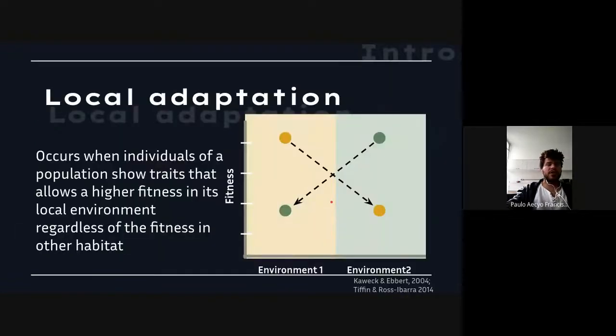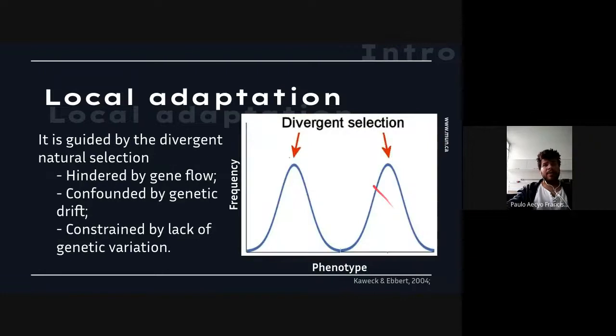So local adaptation occurs when individuals of a population show traits that allow a higher fitness in their local environment than in other environments. This process is guided by divergent selection, which selects different phenotypes in each population, but it may be hindered by gene flow, confounded by genetic drift, and constrained by lack of genetic variation.